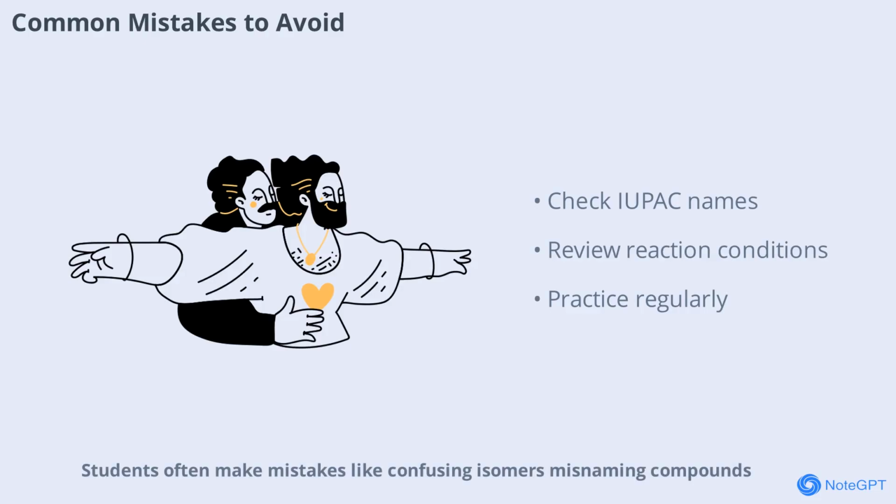Students often make mistakes like confusing isomers, misnaming compounds, or forgetting reaction conditions. Always double-check your answers, especially for IUPAC names and mechanisms. Practice regularly to avoid these common pitfalls and build your confidence.